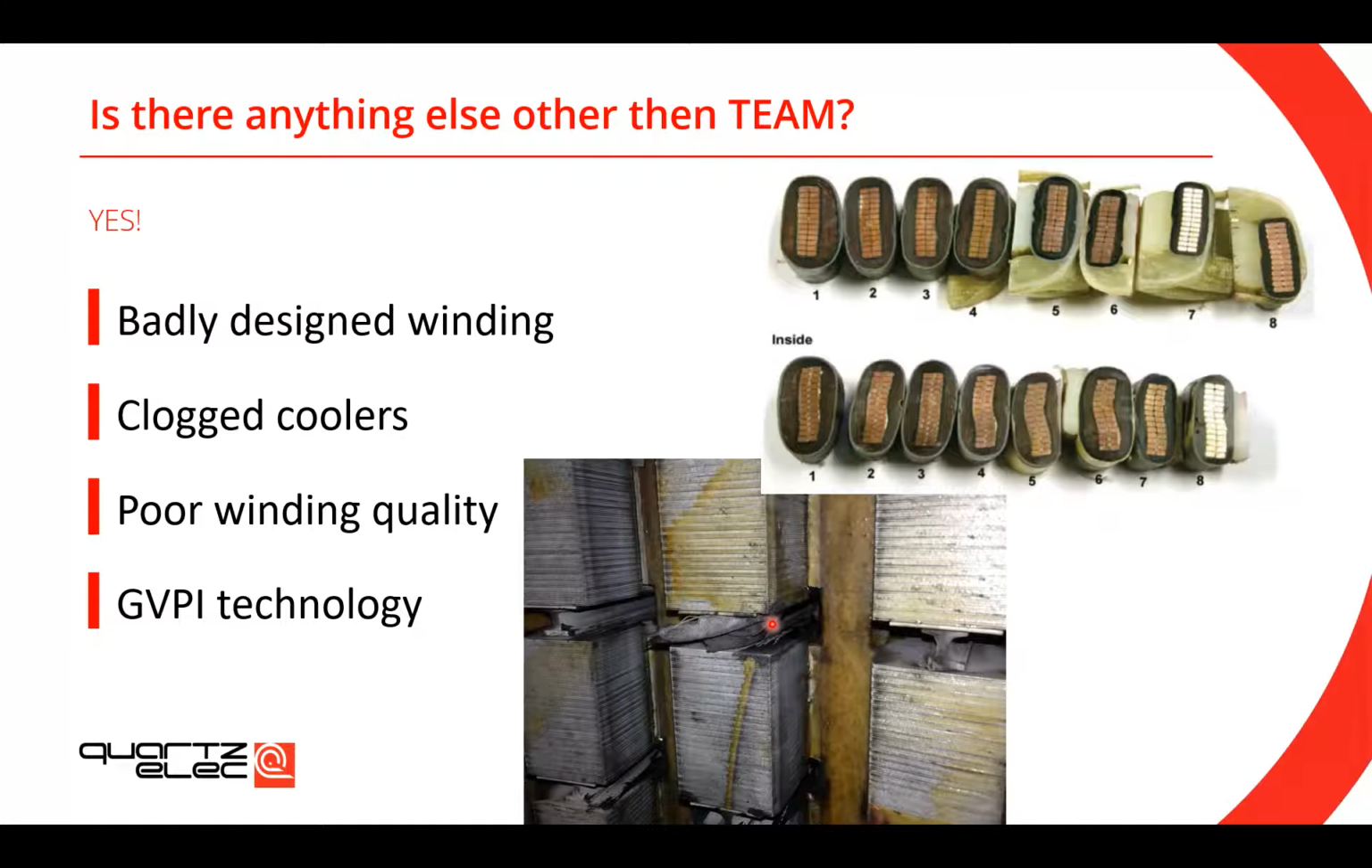But because of that, you will have a much higher temperature in that particular location, and that will cause much faster thermal degradation of the insulation system. Poor winding quality, again, depending on where the winding was manufactured, you might end up with a very poor winding. And then global VPI technology. It's very unfortunate that those who operate global VPI machines will have problems with PD, and the likelihood of having those problems is very, very high.